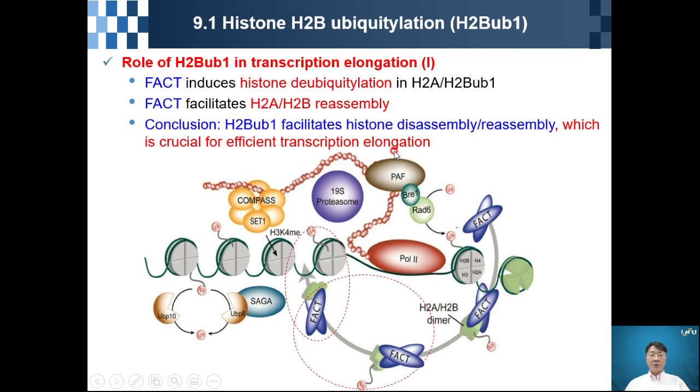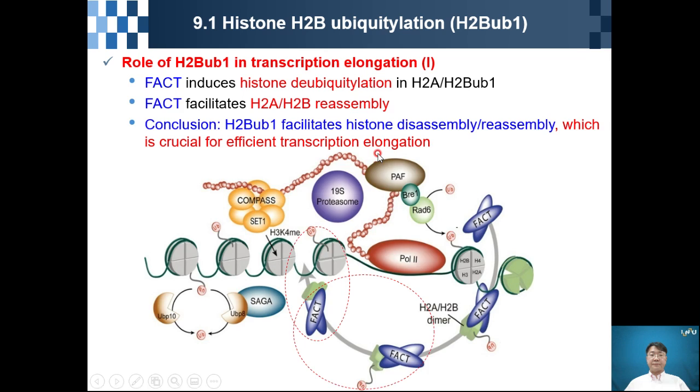So once again, our conclusion is that H2B-UB1 facilitates histone disassembly and reassembly. This step is crucial for efficient transcription elongation.